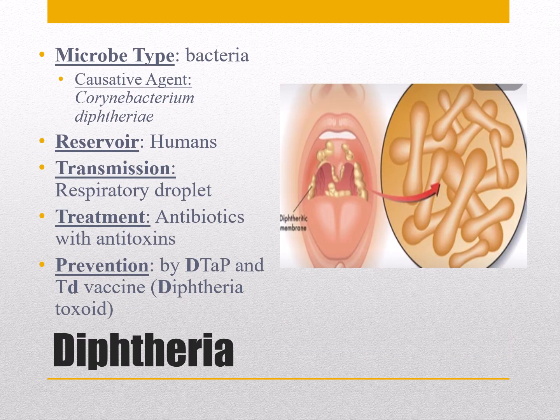All right, on to diphtheria, which is a bacteria microbe type caused by Corynebacterium diphtheriae. The reservoir is humans. The transmission is respiratory droplets. The treatment is antibiotics with antitoxins because this particular bacteria makes a toxin. We'll talk about it. The prevention is a vaccine called the DTaP vaccine. So the D in DTaP is representative of this particular disease. Now let's talk about the complications that this particular disease can cause, which is pretty nasty.